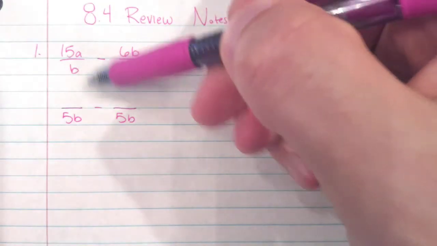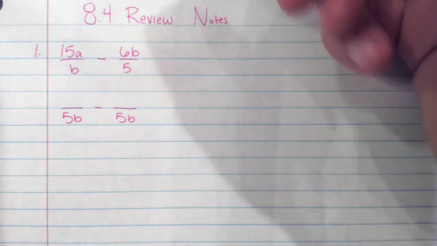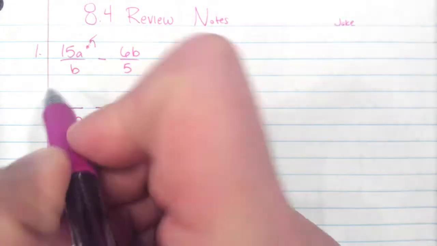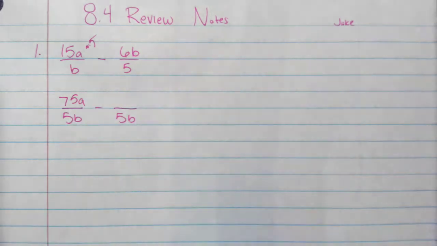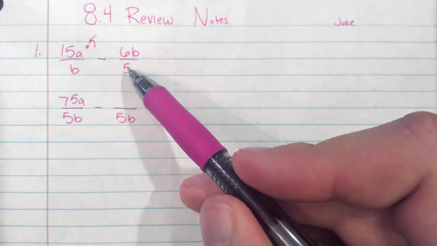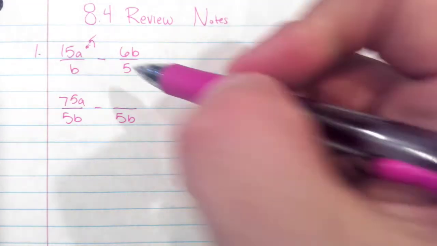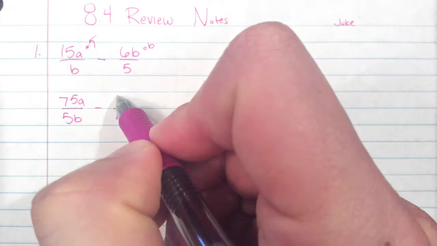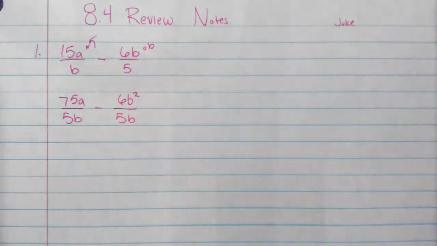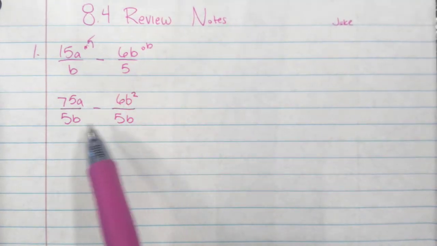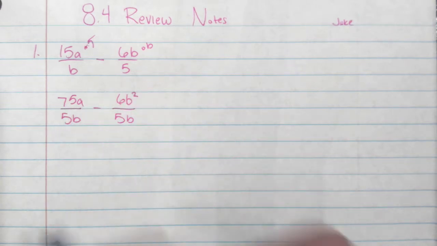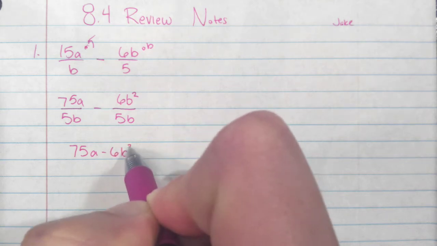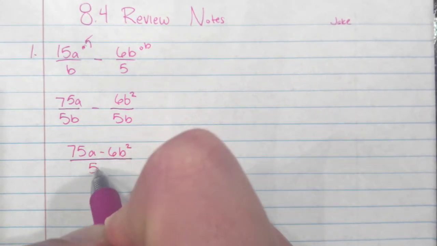So from b to 5b, you multiplied by 5. So the top has to be multiplied by 5 as well. 15a times 5 is going to give us 75a. Our second fraction from 5 to 5b, we multiplied by b. So the numerator will need to be multiplied by b. 6b times b is going to be 6b squared. Now that we have that common denominator, we just do what the numerators say. They're not alike, so they'll just go separate. It's going to be 75a minus 6b squared all over that common denominator of 5b.